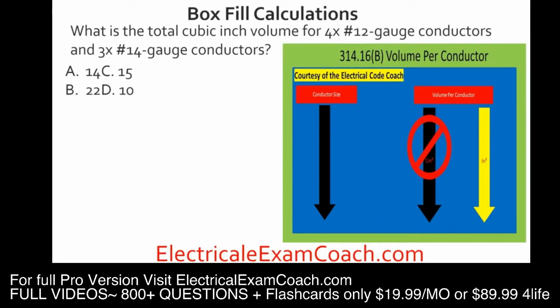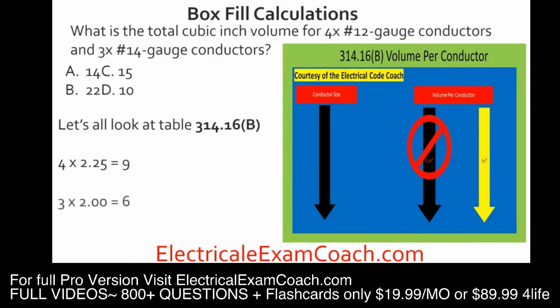What is the total cubic inch volume you would calculate for 4 12-gauge conductors and 3 14-gauge conductors? First thing we're going to do is head to our table. Now we have to do some simple math. Let's grab all of our 12-gauge conductors first. We have 4 of them. Multiply it by 2.25. That equals 9 cubic inches. Now let's snag our 14s. We take 3 multiplied by 2, and that gives us 6 cubic inches. But now we can't forget to add them back together. Total it all up, and these conductors are taking up 15 cubic inches of this box, and we're going to select C.